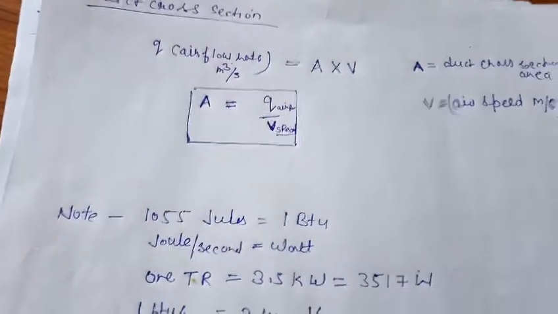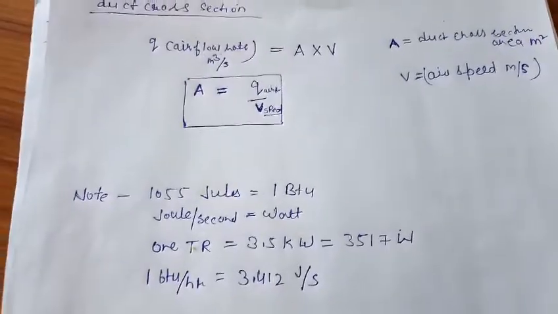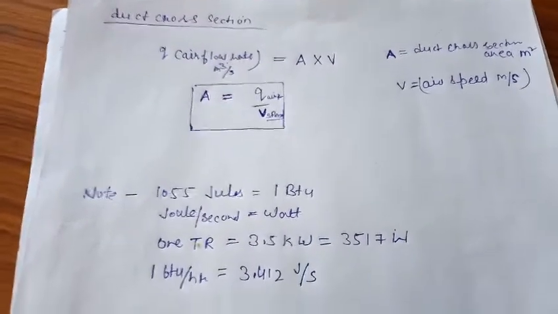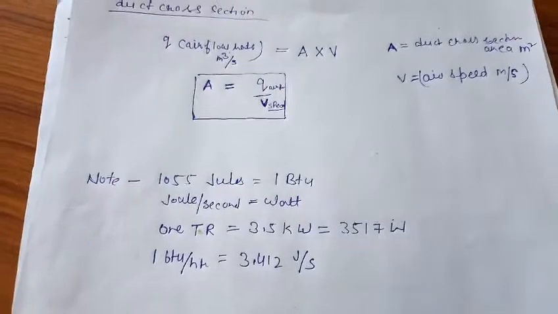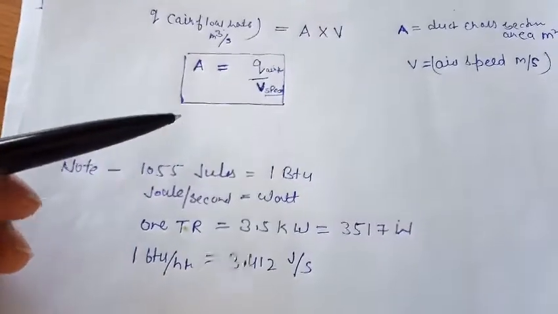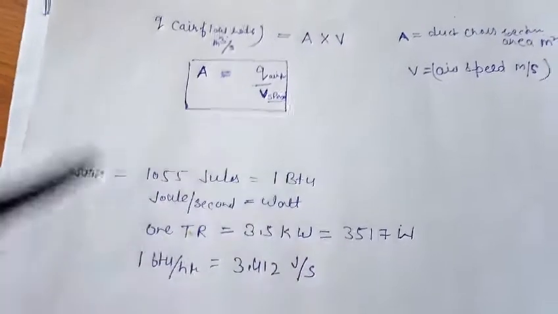So heat flow rate we can find out. And if heat flow rate is given and air speed is given, then sometimes they ask about the duct cross-sectional area. So this formula is also important.